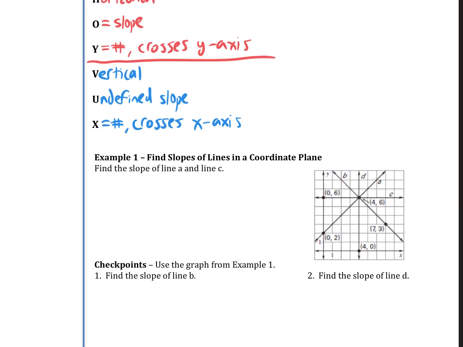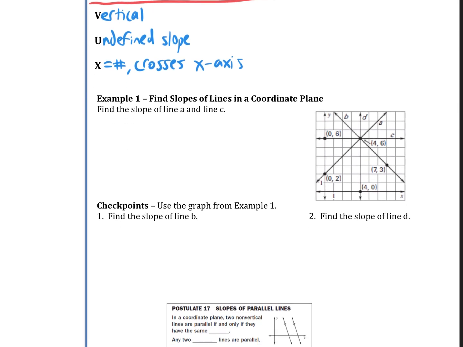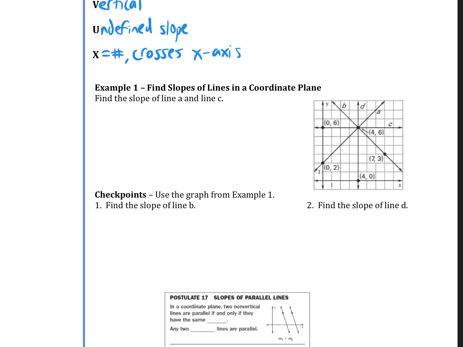So we have some different things going on here. Okay, let's do example 1. We're finding the slopes of the lines in the coordinate plane. We're going to do A and C for example 1. Then for checkpoint 1, you will find line B and line D. So let's do one together here.